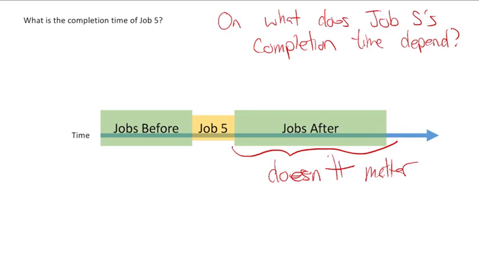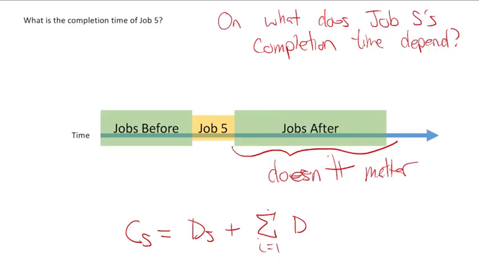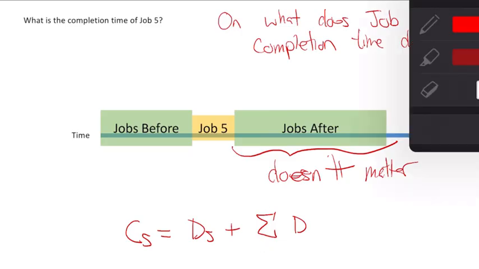The completion time of job 5 is just equal to the duration of job 5 plus the sum of durations of all the jobs that were scheduled before it. And I'm not going to say if that's equal to 1 up to 4 because there's no reason that we have to execute jobs in order. So we'll just say the sum of all the completion times of jobs that came before it.